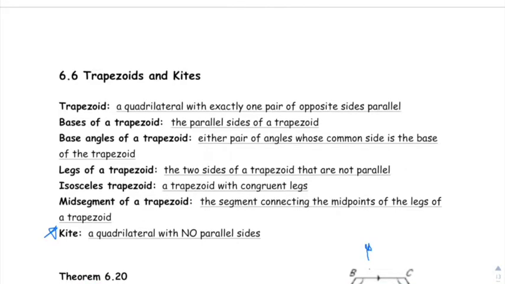Right, today we've got trapezoids and kites. So here's a couple of vocab words. Trapezoid: a quadrilateral with exactly one pair of opposite sides being parallel. Okay, you've got pieces of your trapezoid.